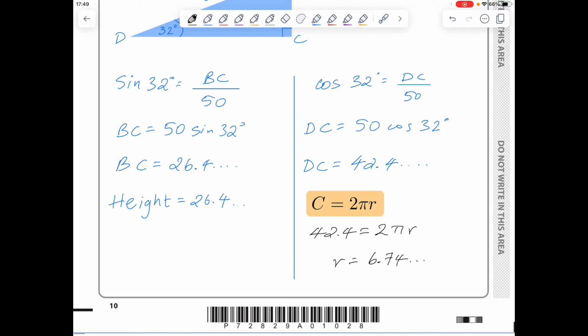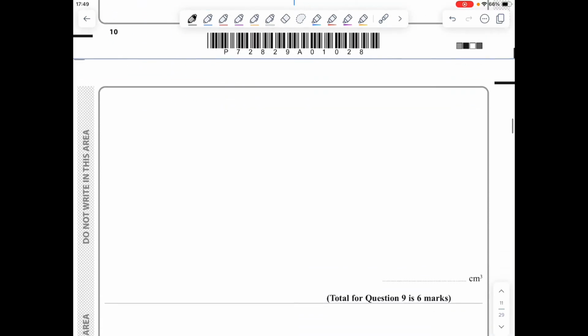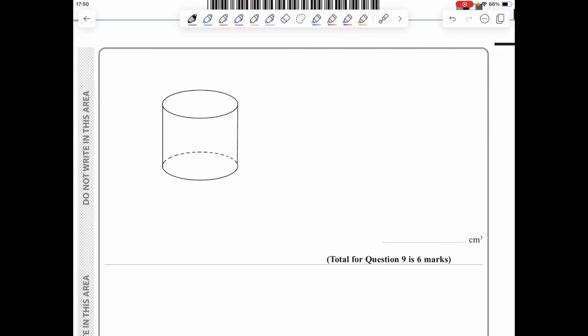Let's work out the volume of the cylinder. So this is my cylinder, that is the height. So this is point B, this is point C. And when we created the cylinder, D came here to exactly the same point. So D and C are now attached. They are the same point.